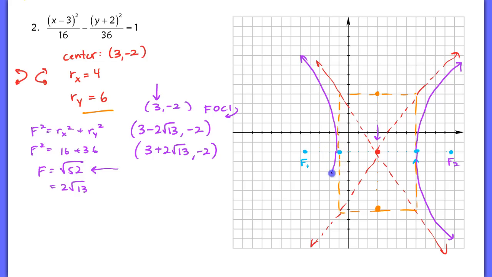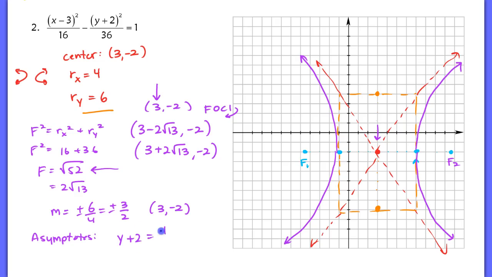Okay, and one last thing we have to do is find the equations for those slant asymptotes. So we know the slope of both of those asymptotes will be r sub y over r sub x, right? Which means it's 6 over 4, which simplifies to 3 halves. So the slopes here are positive and negative 3 halves. We know the center is 3, negative 2, so now we have a point that lies on both of the equations, so we can quickly write the equation of the asymptotes using point slope form. It's going to be y plus 2 equaling positive and negative 3 halves times x minus 3. So those are the equations here of those asymptotes.